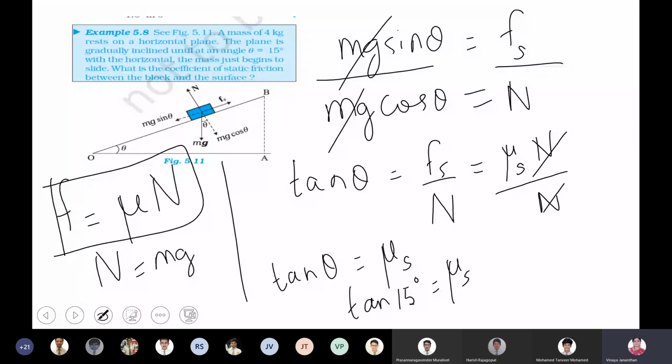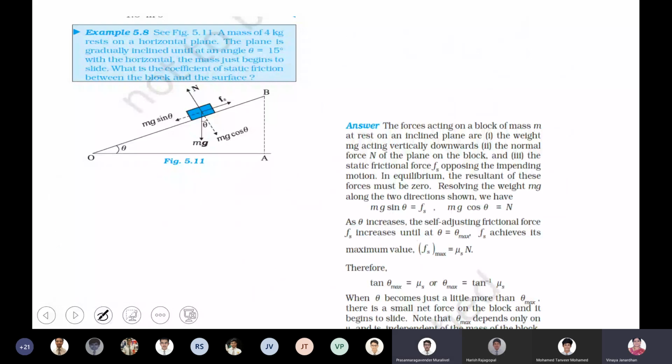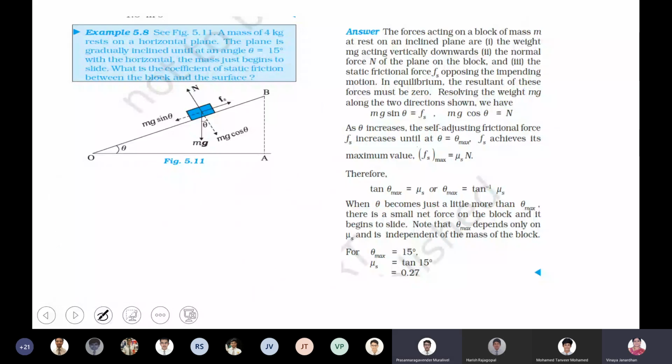Boys, such numericals are important. Should we find the value of tan 15? Yeah, you have to find the value of tan 15. One second, boys. You can find it by using the log table. So tan 15 is 0.27.